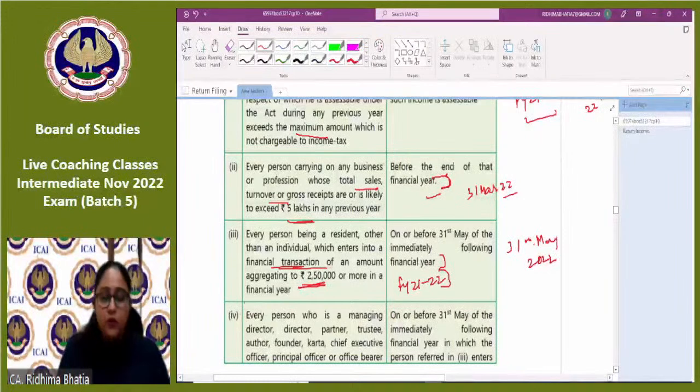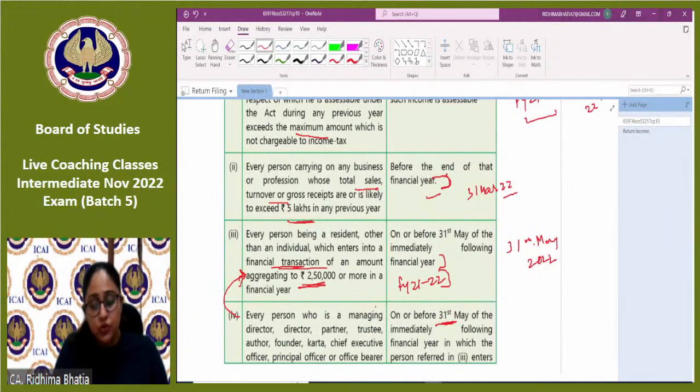Or if you are a director, partner, managing director, karta, CEO, or principal officer of the categories which we discussed here, then also you have to immediately apply for PAN by 31st of May. If you don't apply for PAN, there's a penalty of 10,000. So you should apply for PAN.